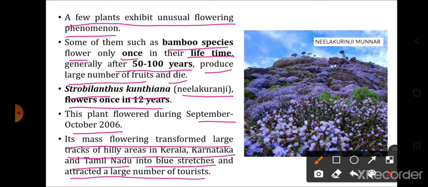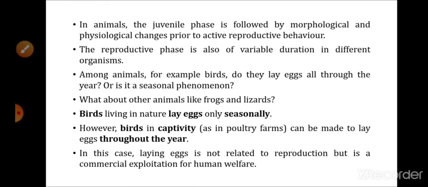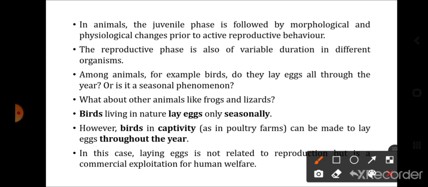See students, this is a hilly area of Munnar. Here all these blue colored plants are nothing but Neelakurinji. Their mass flowering takes place so rapidly that the hilly areas of this region got converted into blue stretches, which attracted many tourists. Clear?